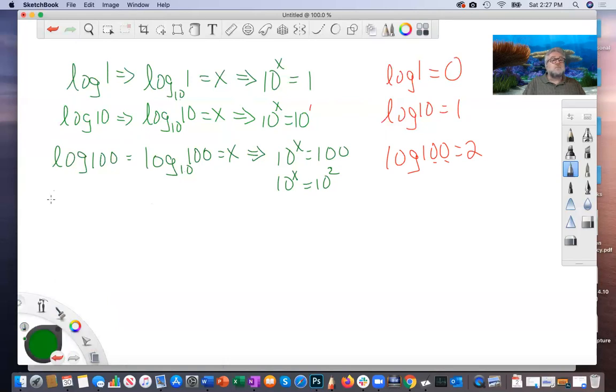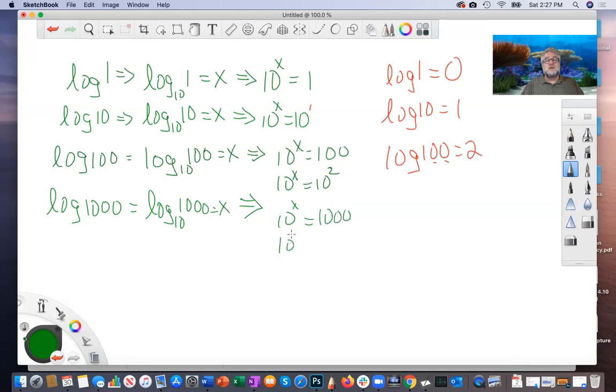Okay. Log of 1,000. So that would be log base 10 of 1,000 equals x. Now I use the secret formula: base, exponent equals answer. Wait, can't I write that as 10 to the x equals 10 times 10 is 100 times 10 is 1,000? Yeah, that's 10 to the third power. Well, if the bases are equal, the exponents have to be equal. So log of 1,000 is equal to 3, right? x is equal to 3. x is what we were looking for.